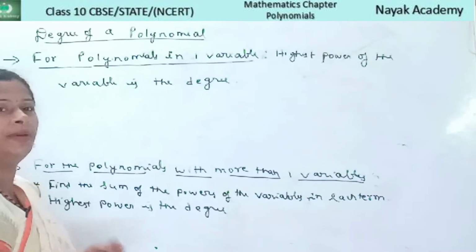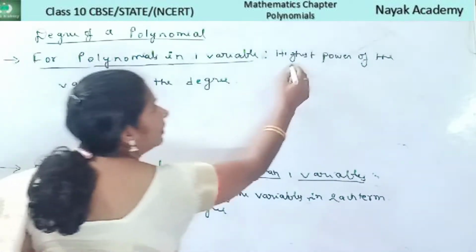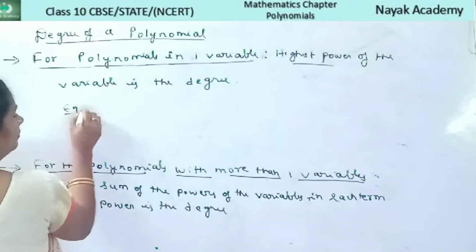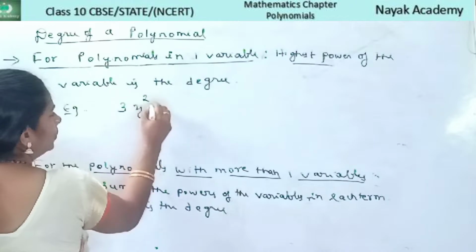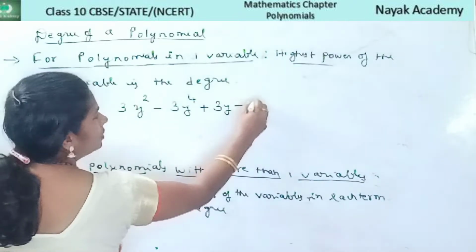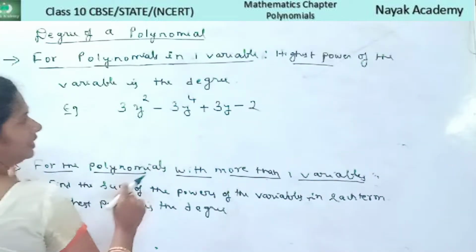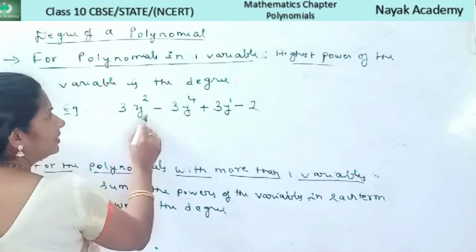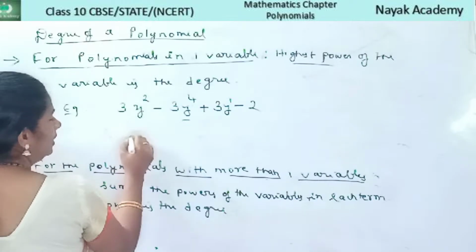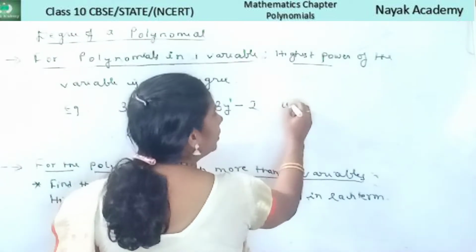Now let us learn what we mean by degree of a polynomial. For a polynomial in one variable, the highest power of the variable is called the degree of the polynomial. For example, 3y to the power 2 minus 3y to the power 4 plus 3y minus 2. In this polynomial, the variable is y and we look at the highest power of the variable. Here the highest power of the variable is 4.